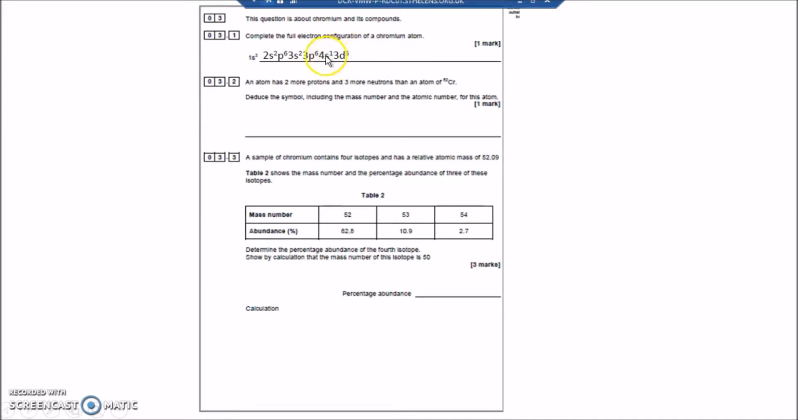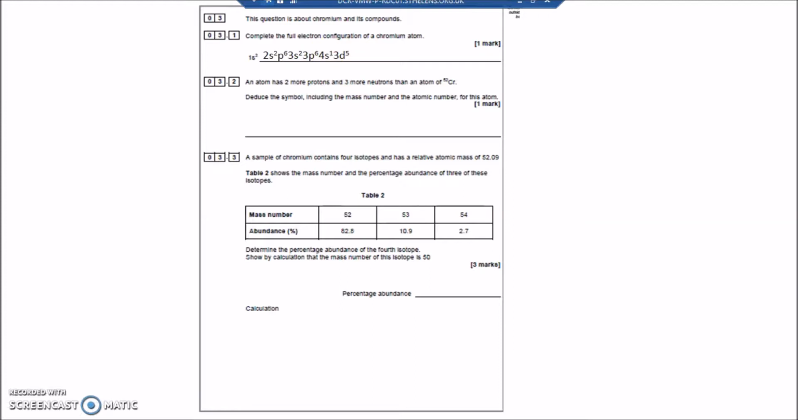by taking one of the electrons from the 4s. So filling up its 3d shell, half filling its 3d shell and half filling its 4s shell makes it stable. So it takes one from the 4s and puts it into the 3d to half fill the 3d.